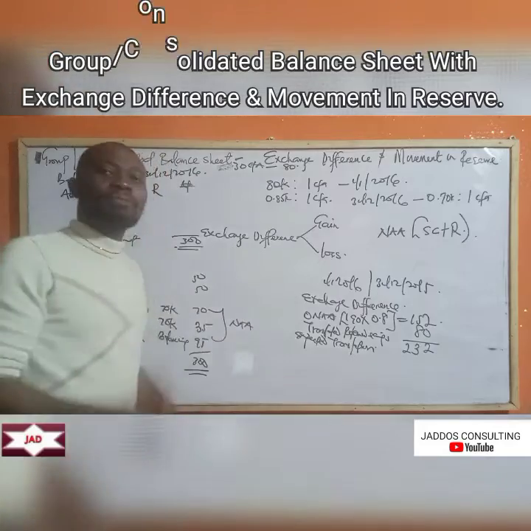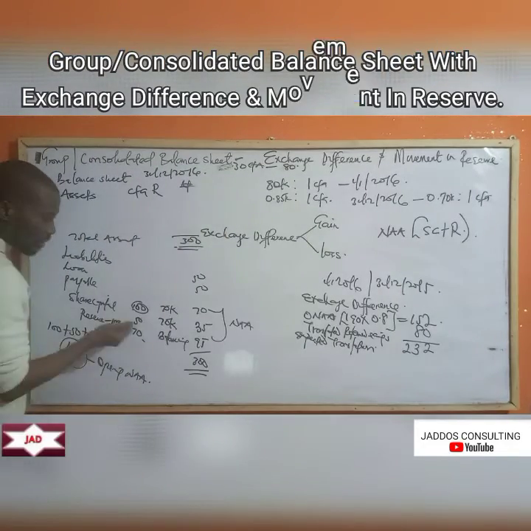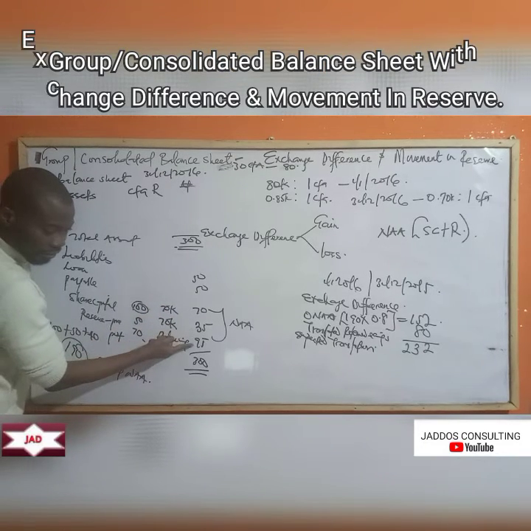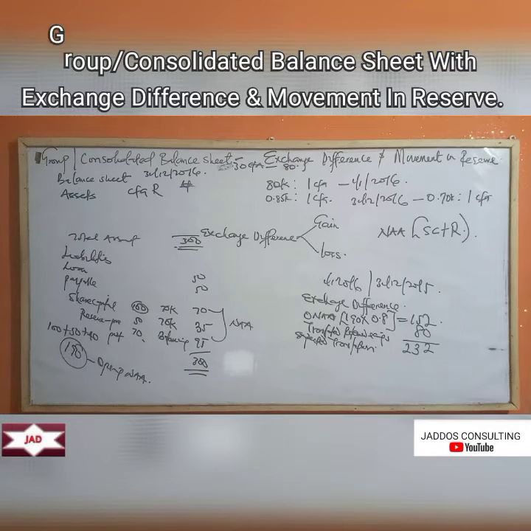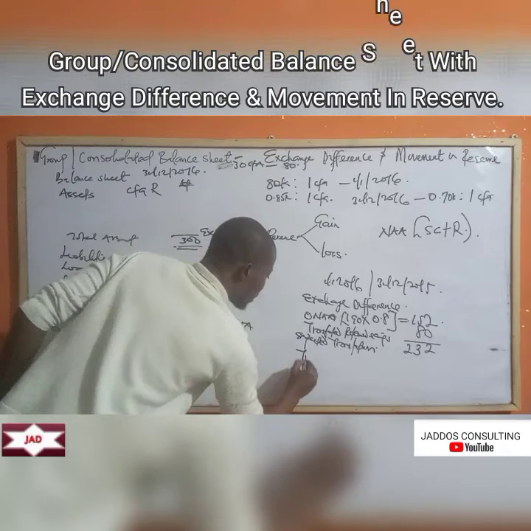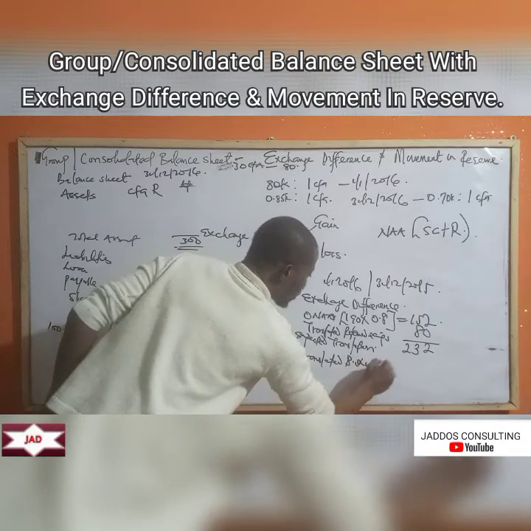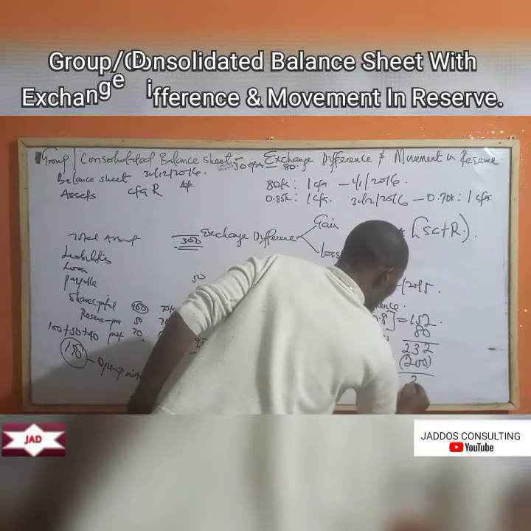But we'll now ask ourselves, what was the actual translation done? So we'll now come back to the balance sheet here. This is the actual translation. This, this and this: 70, 35, 95. So let's add it. 70 plus 35 plus 95, 200. So that means the translated balance sheet is giving us 200. So the difference is what?